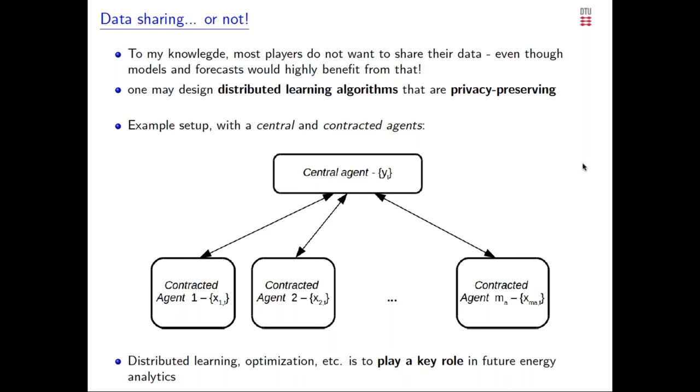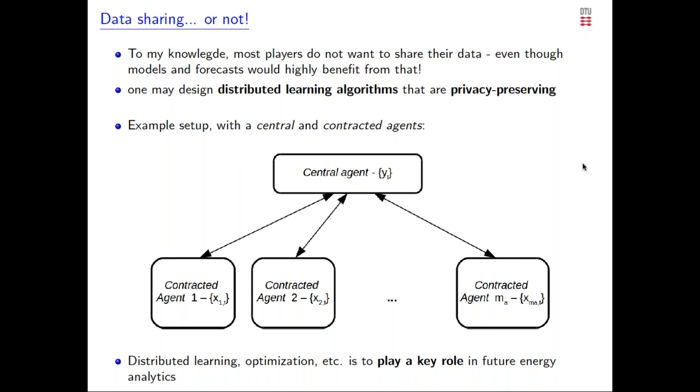So that's why I say we have a central agent. Consider it's me with my wind farm. There are some contracted agents, so that can be people who have wind farms in the area, and I'm going to pay these people so that they help me to improve my forecast, okay? So they could do that by sharing data, but they don't want to.